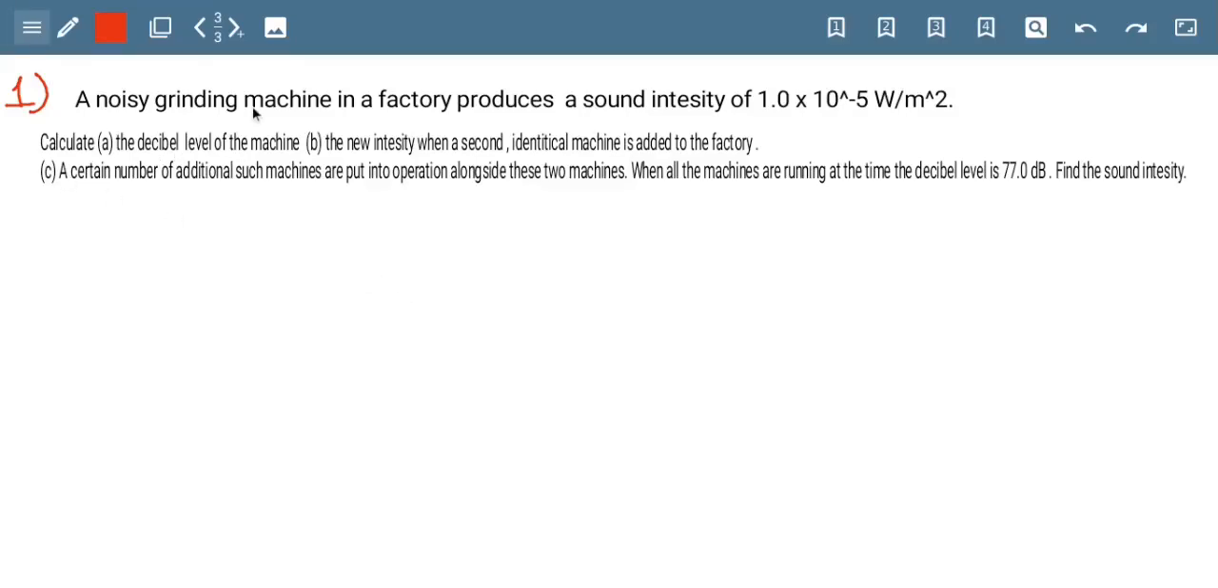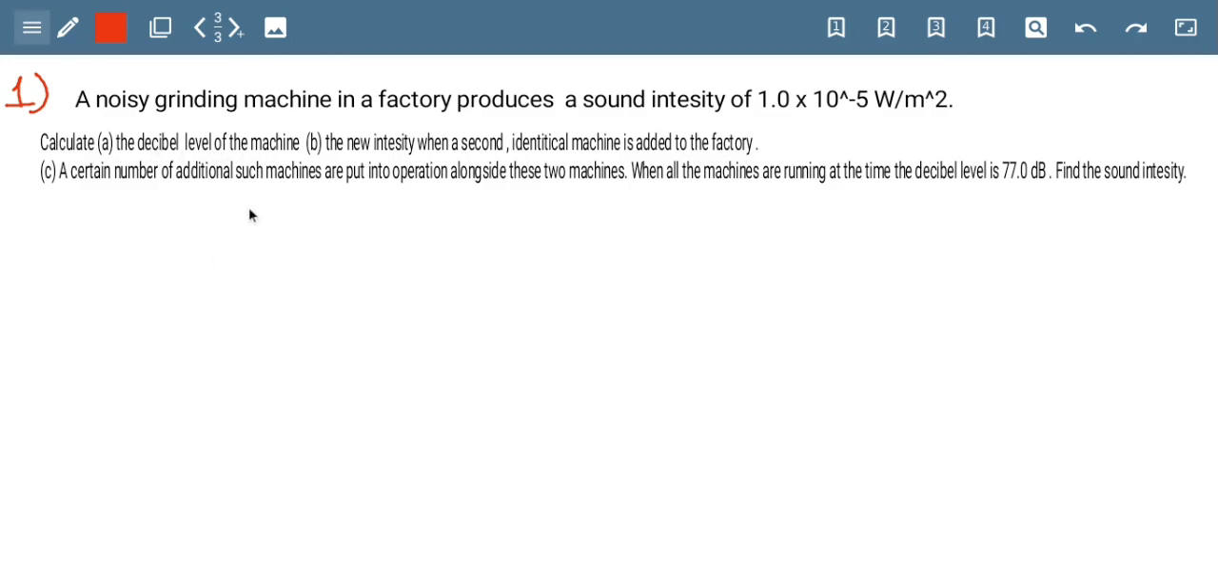Answer this interesting question. It says a noisily grinding machine in a factory produces a sound intensity of 1.0 × 10^-5 watts per meter squared. The first question asks us to calculate the decibel level of the machine.